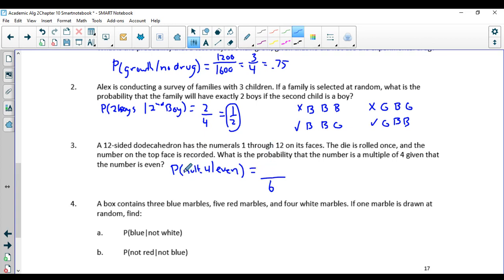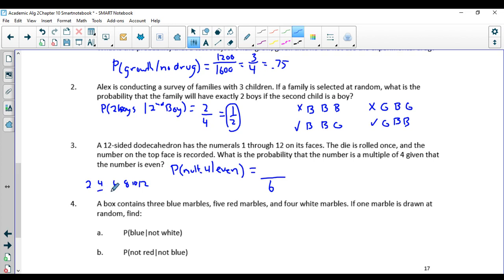And so we have to think how many of those are multiples of 4. If we write all of our even numbers out, 2, 4, 6, 8, 10 and 12, that's 1, 2, 3, 4, 5, 6. That's how we get to 6.